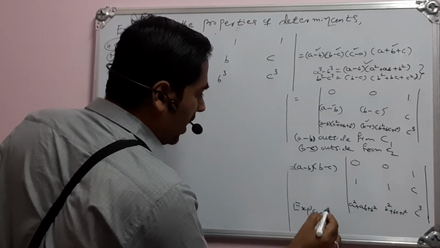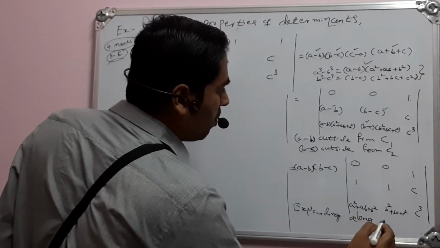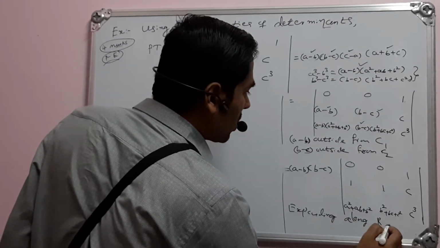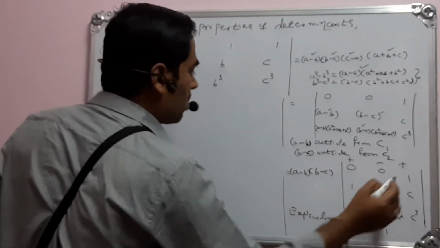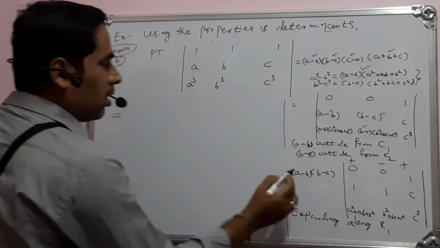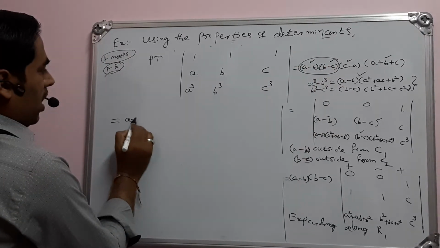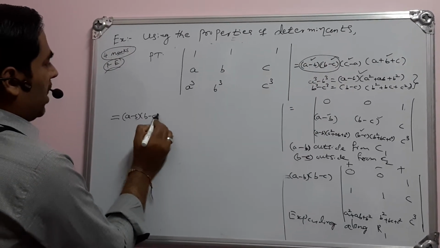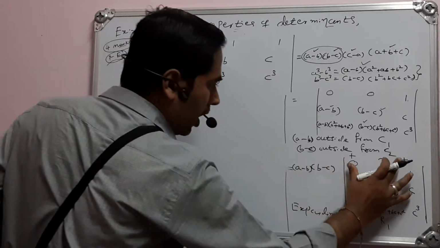Okay, expanding along the first row. So I will take the first row here. So that is plus minus plus. So write this here. See, a minus b and b minus c. I got already these two terms here. So a minus b into b minus c, I will write it as it is, into. So I will expand this one.